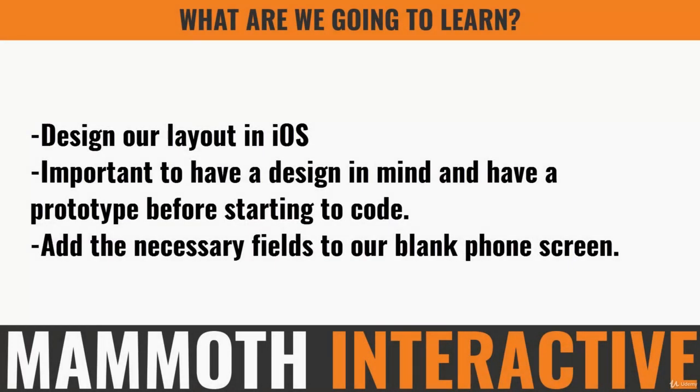In this part of our tutorial, we're going to design the basic layout of the app. So it's important to have a design in mind and have a prototype before we start to code. If we know what it looks like before we start to code, then we can design the code around that. So what we're going to do is add the necessary fields to our blank phone screen, and these fields will be objects such as buttons, text inputs, and labels.